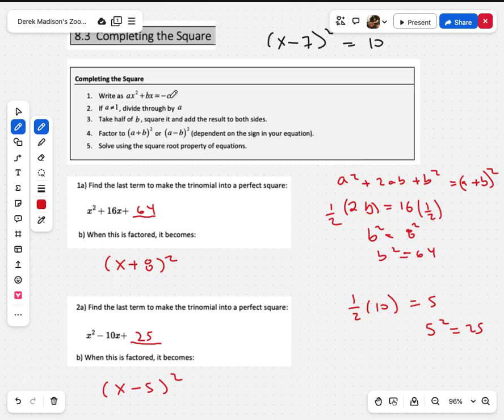If a does not equal 1, we're going to divide through by a. Mostly we want to do these when a does equal 1, because when you divide through by a, that can introduce fractions. So again, that would be one that would be easier to use the quadratic formula in the next section.